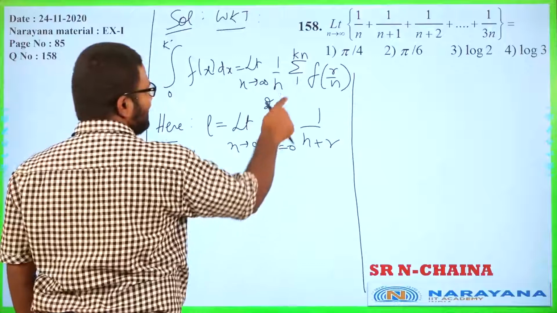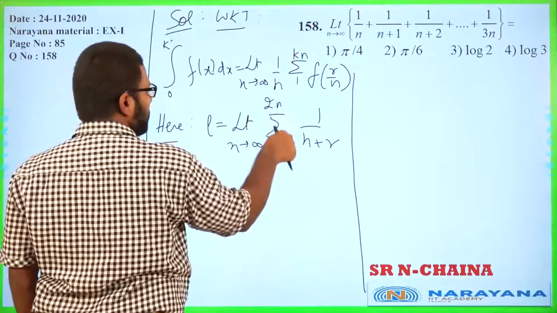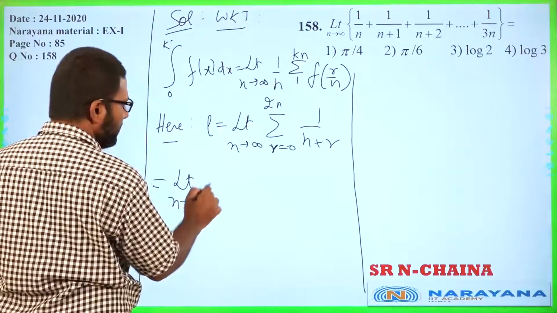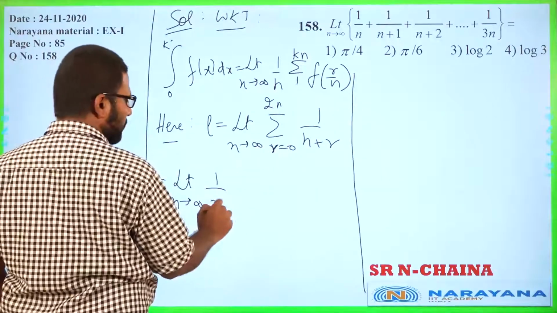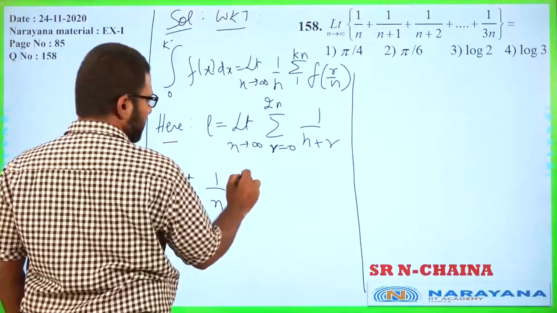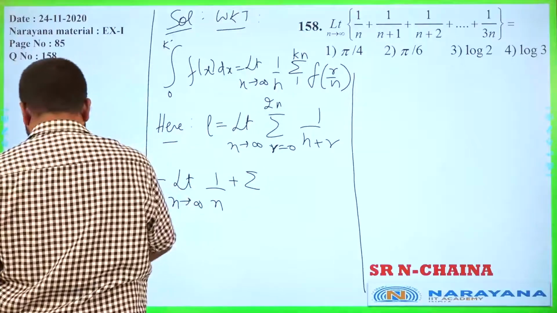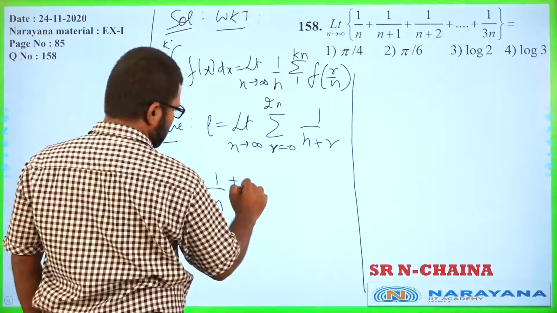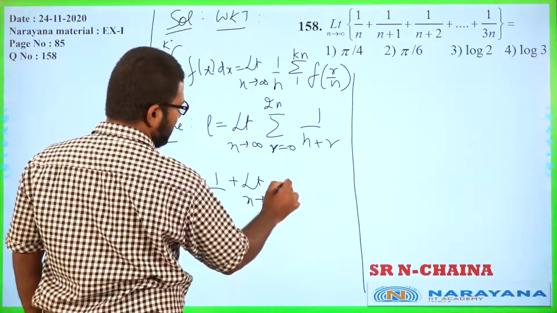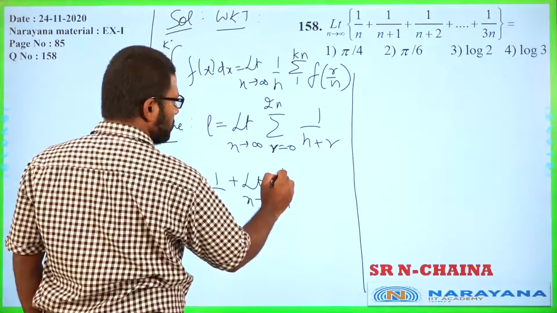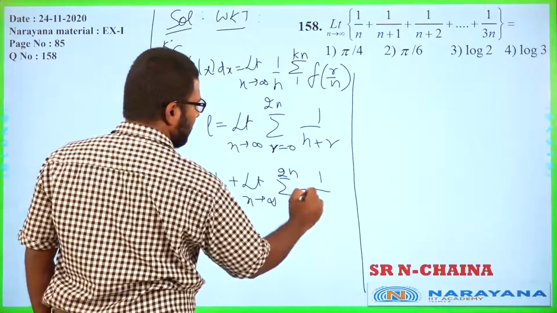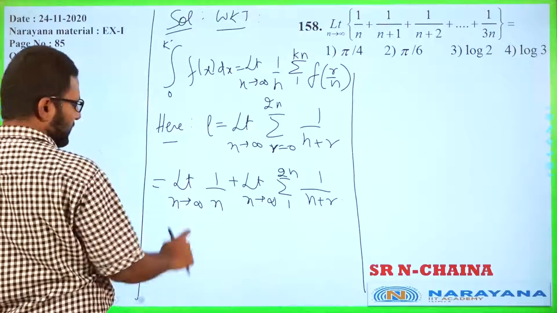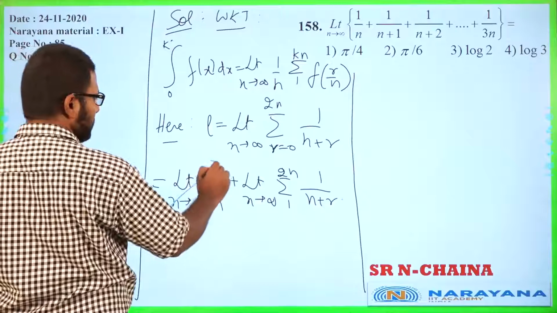Now once again, it doesn't exactly match our form because r equal to 0 is there extra. So we will separate it out. Limit n tends to infinity 1 by, when r equal to 0, only the first term we are taking out, plus the rest of it. Plus limit n tends to infinity summation, now r goes from 1 to 2n, 1 by n plus r. And once again you will realize that limit n tends to infinity 1 by n, this will be 0.